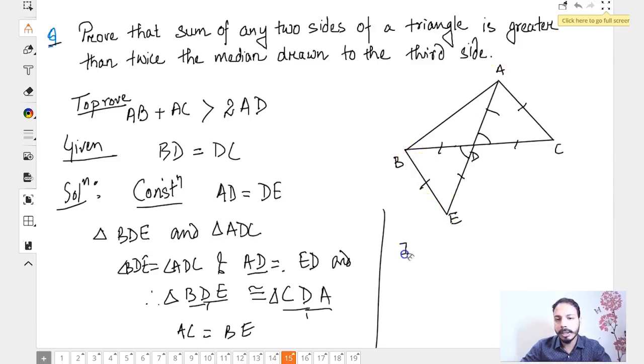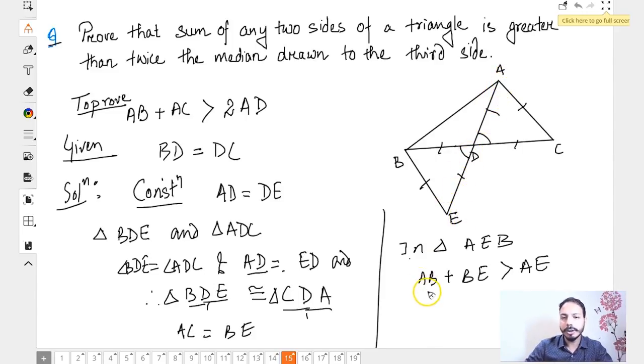In triangle AEB, this bigger one, we can say that AB plus BE is greater than AE. We have just learnt that the sum of two sides is greater than the third side, right? So now AB can be written as AB and BE can be written as AC because we have just proved it, right? That means BE is equal to AC, so we can write this as AC and AE.